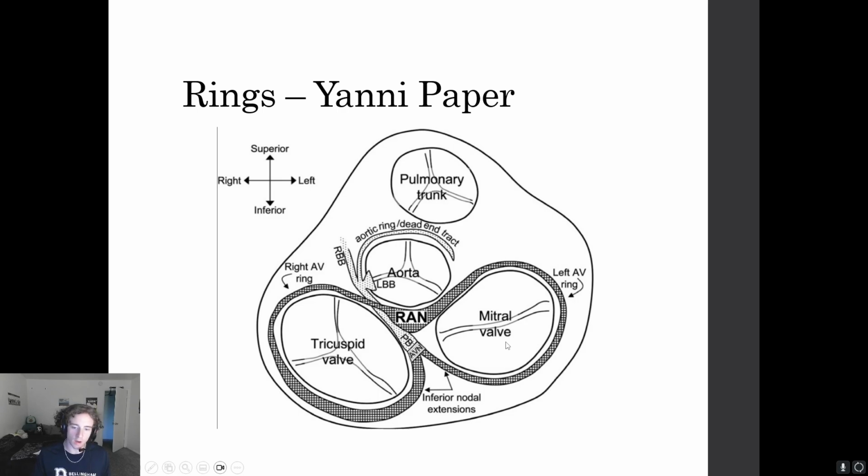Yeah, so I think we can move on, but really remember this diagram. Come back to it while we're talking about it. This was 2009, so we're going to move on to 2021, where we know a little bit more. But really just, what do these rings come from? They come from the inferior nodal extension. So the inferior nodal extensions, the left and the right ones, extend out and wrap around the valves and then come together into a retroaortic node.